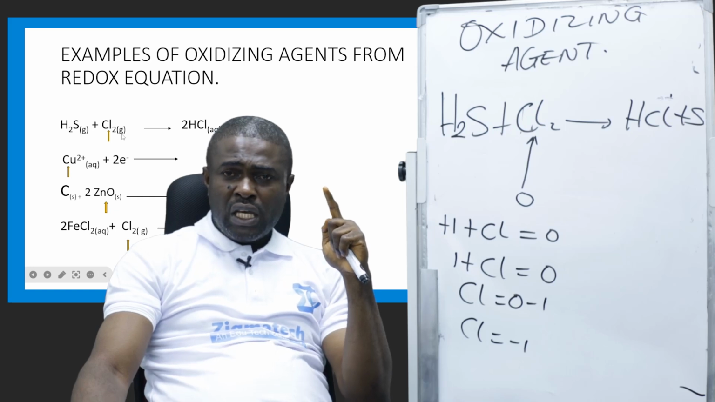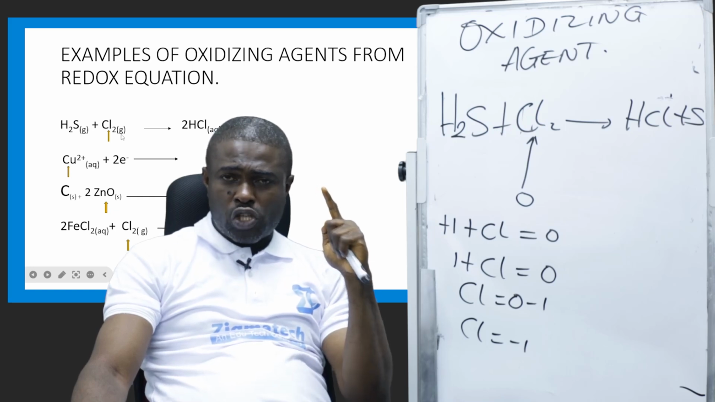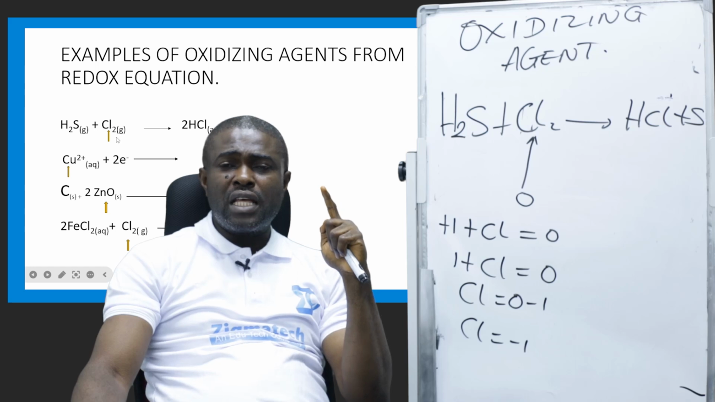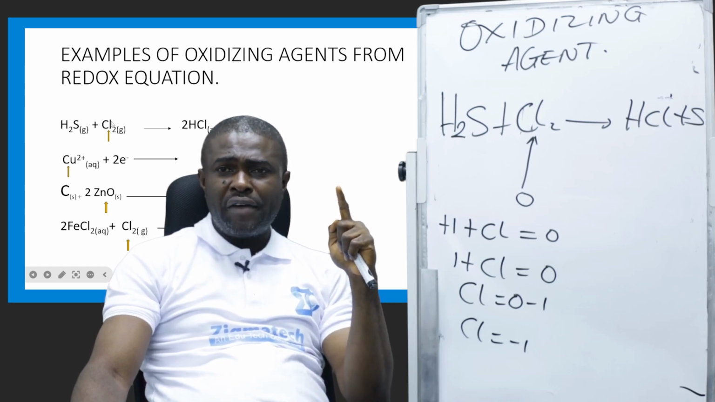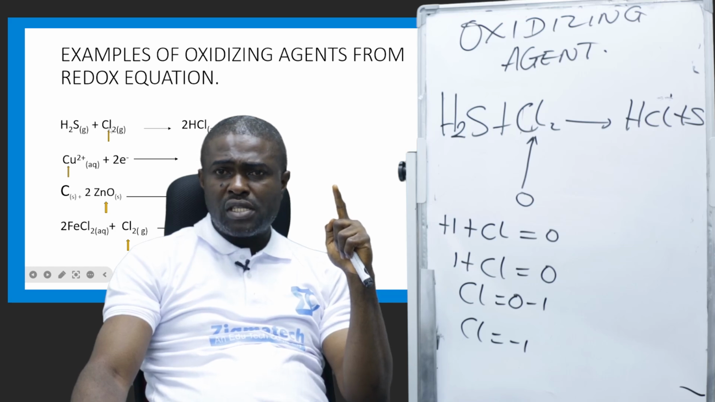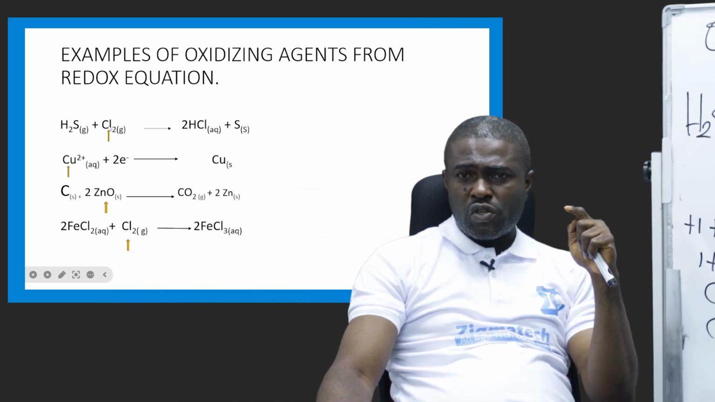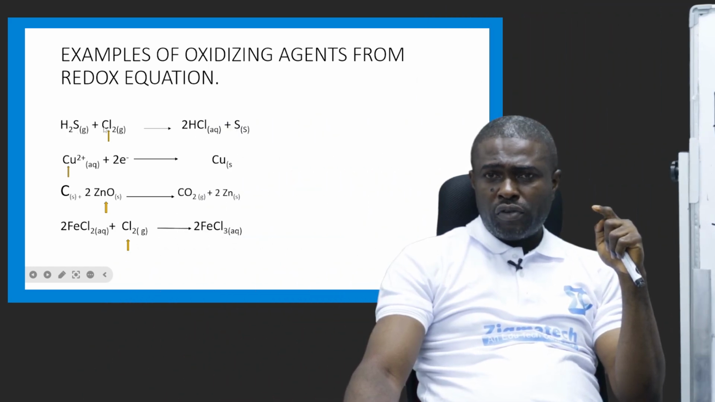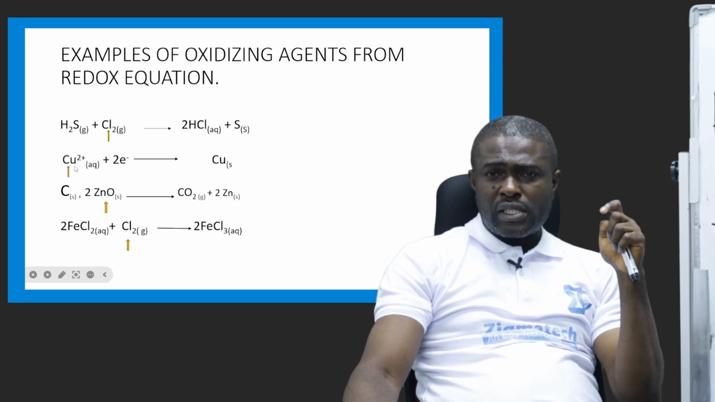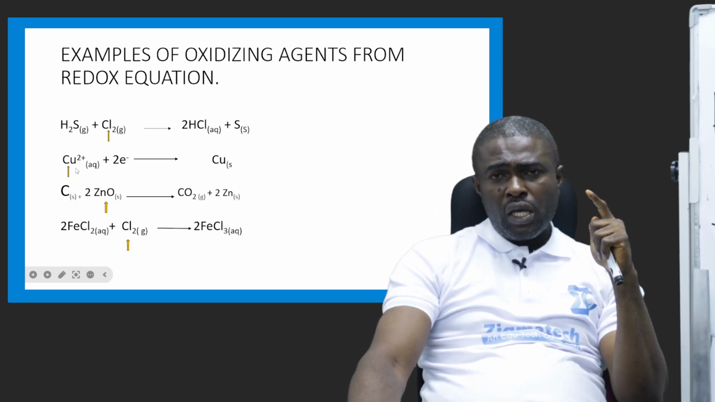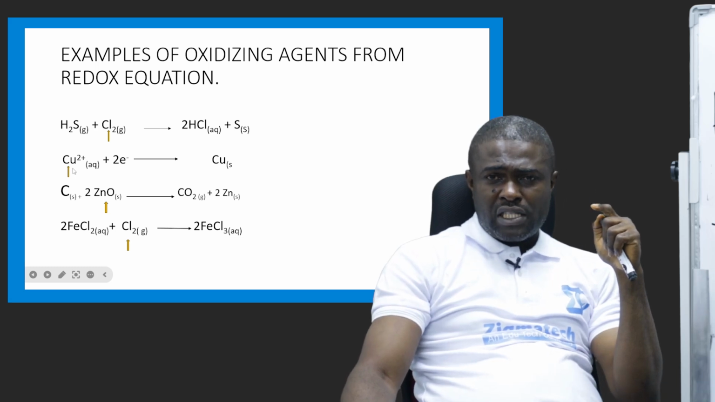Yes, we say that it is that substance whose oxidation number decreases from left to right. Decreases from left to right. So this first equation has actually proven that. Now the second one, look at where I pointed at to be the oxidizing agent.